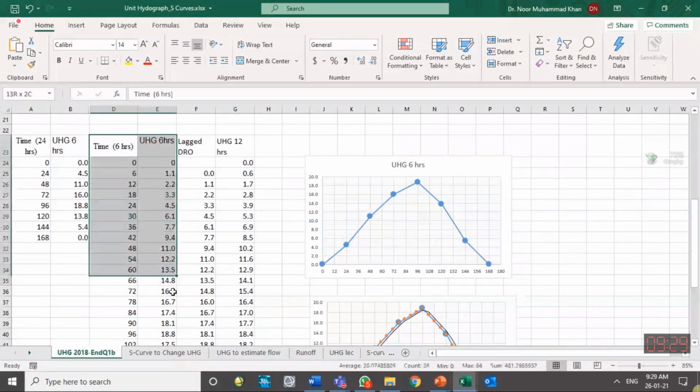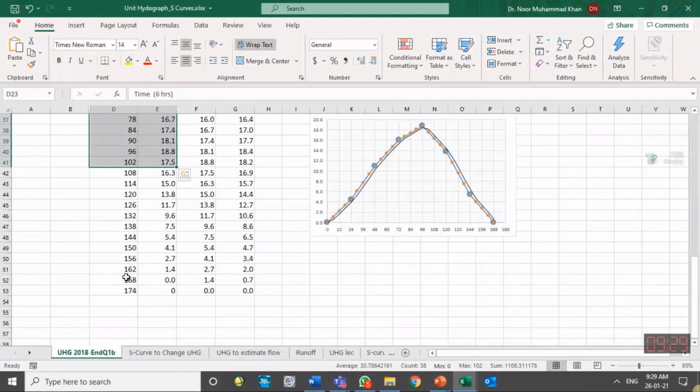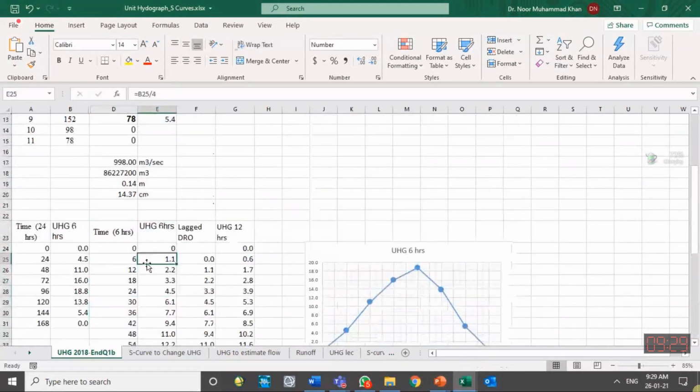Once we have this one with you, that is a kind of input. We have the 6-hour unit hydrograph from here. Now give it a lag of 6 hours, one step ahead. Lagging is nothing but plotting: 0 will be plotted at the 6 hour, 1.1 will be plotted at 12 hour, in this way.